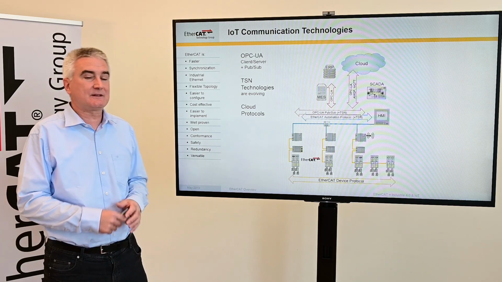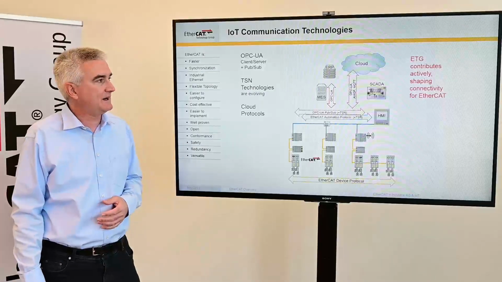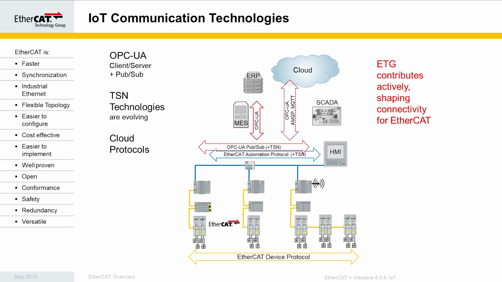And while some of these technologies are still evolving, the EtherCAT Technology Group is not just sitting back and waiting. We're contributing actively. We shape the connectivity for EtherCAT. Just one example, one of our team has been a member of the IEEE 802.1 working group for TSN for 17 years now. This is since day one of the committee. So we are not just standing by, but we're contributing and shaping, and we can tell that we know TSN, we know what it's good for and what not, and how to use it.